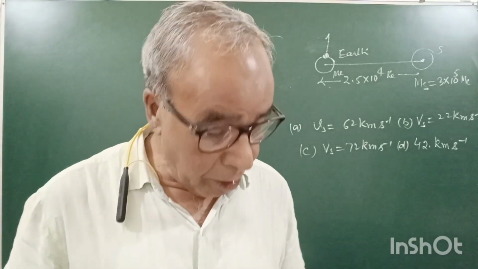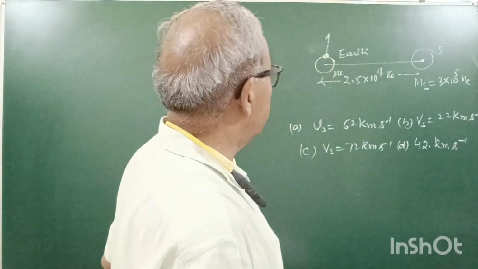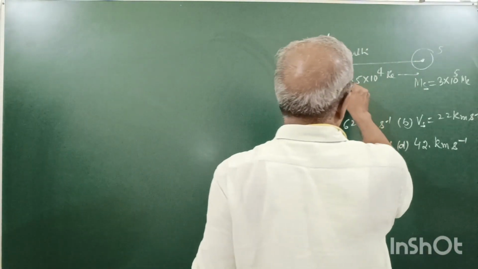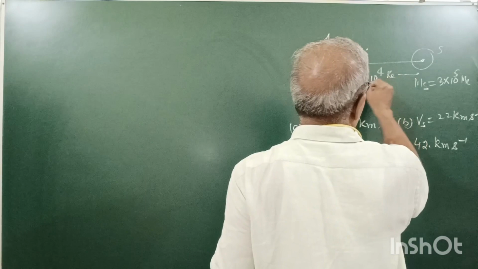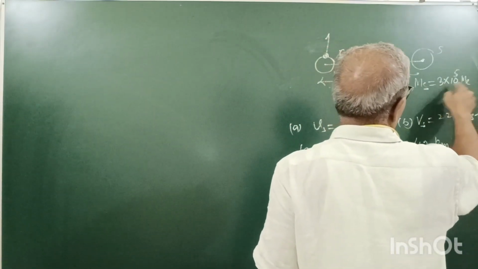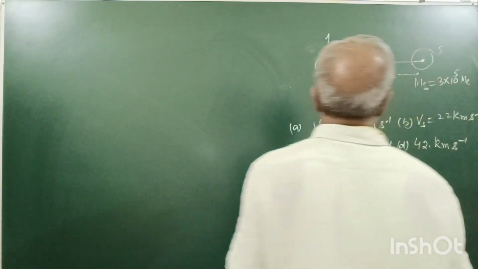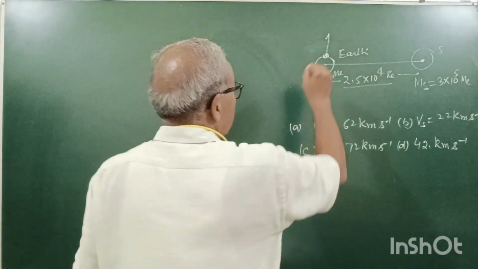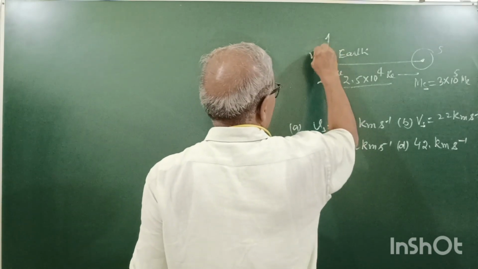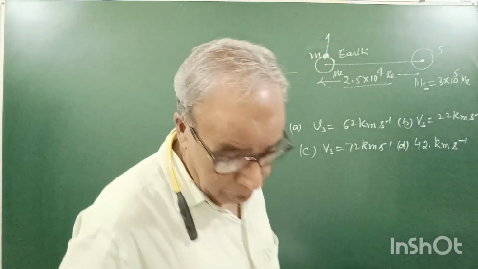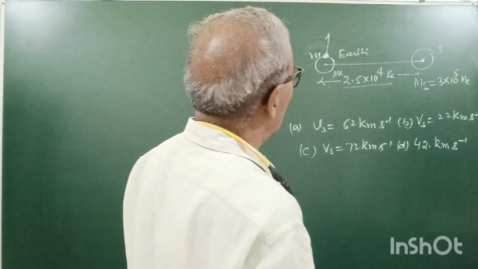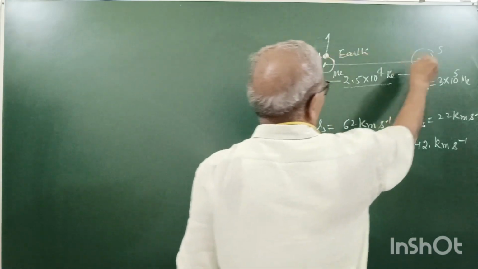Yes, dear students, here is a question. The distance between Sun and Earth is 2.5 into 10 to the power 4 times the radius of Earth. Mass of Sun is 3 into 10 to the power 5 times the mass of Earth. A rocket of mass m is to be launched so that it goes beyond the pull of Earth and Sun both.